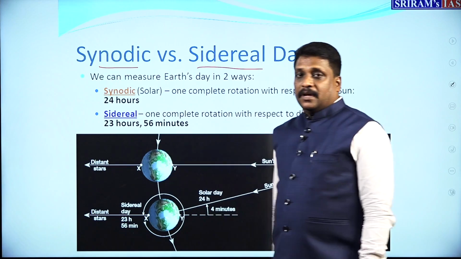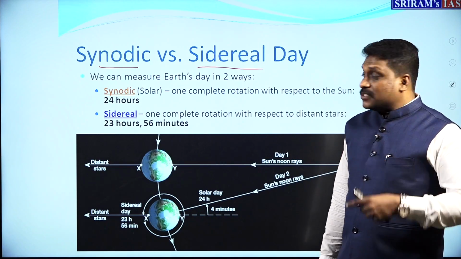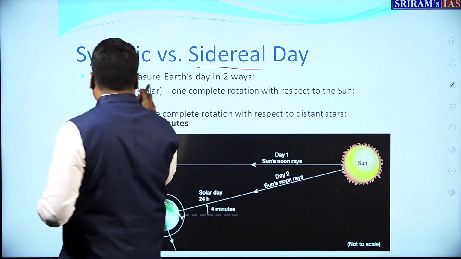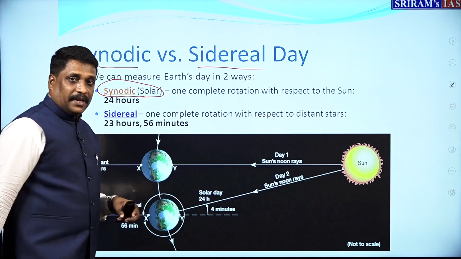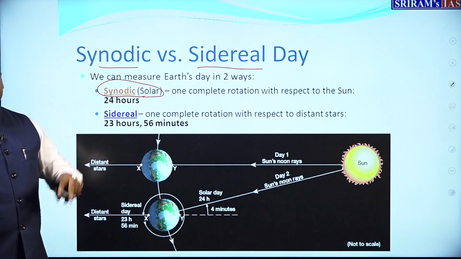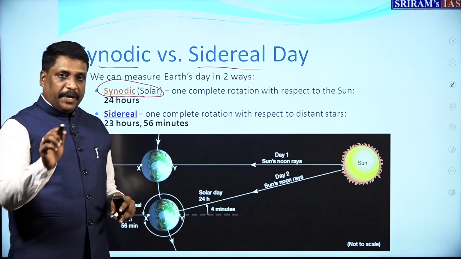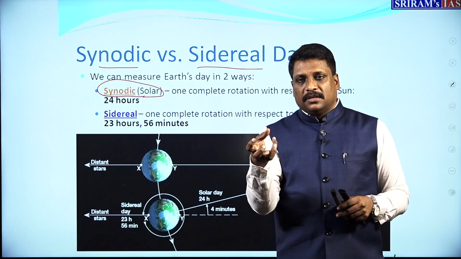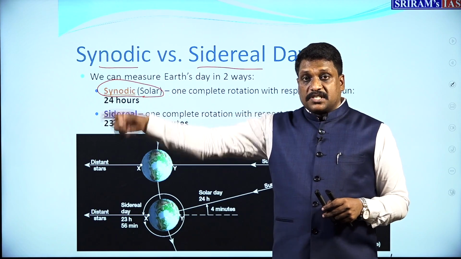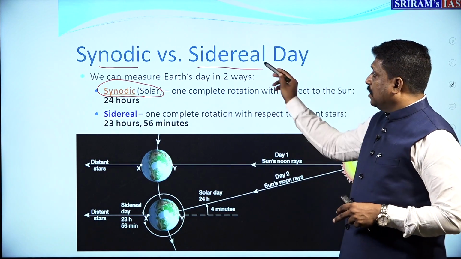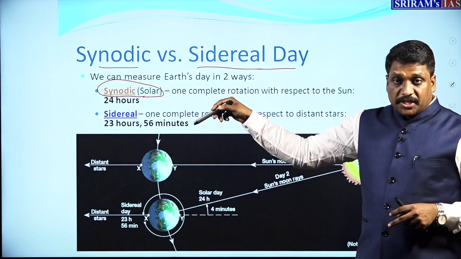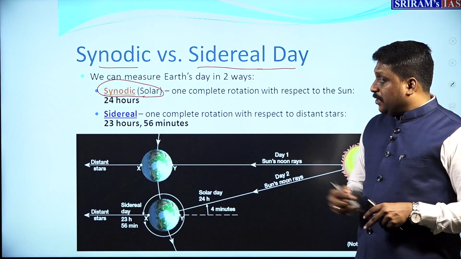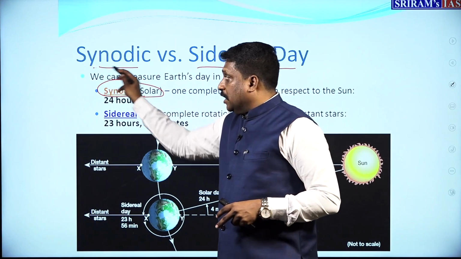Synodic day. Why synodic day is also called a solar day? Because the reference point of rotation is what? Sun. Okay. So what exactly is sidereal day and what is synodic day? We have an idea. I repeat again. One complete rotation of Earth with respect to a distant star, you call them as sidereal day. One complete rotation of Earth with respect to Sun, you call them as what? Synodic day or solar day.